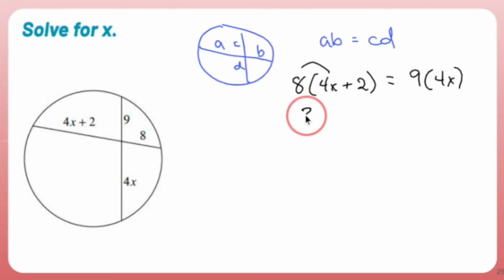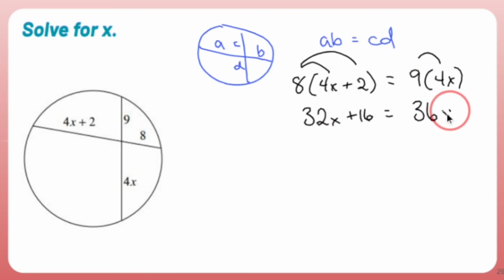8 times 4x is 32x, which is a video game system from back in the 90s. 8 times 2 is 16. And 9 times 4x is 36x. X on both sides of the equal sign. I want to keep it positive. Plus, there's no number over here, so it would be silly to subtract 36x from both sides. So I'll subtract 32x from both sides. Forget it, I'm just trying to make a joke.